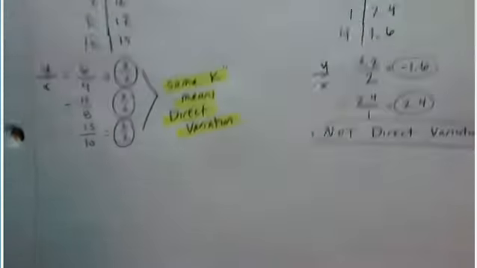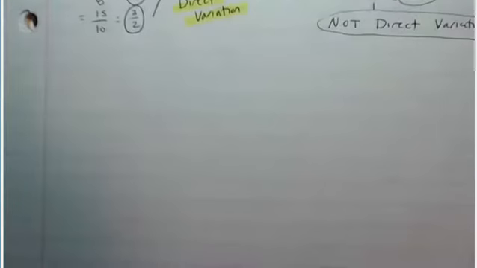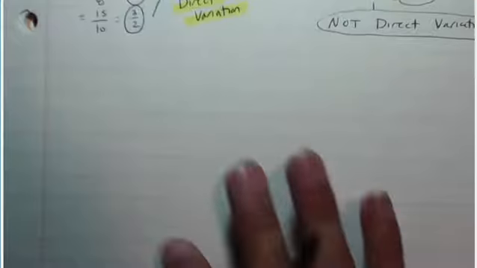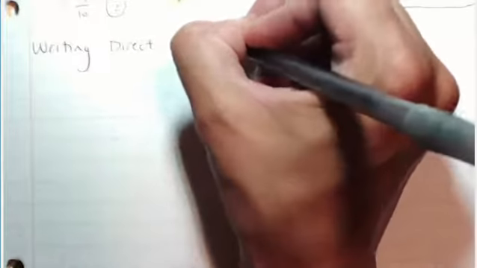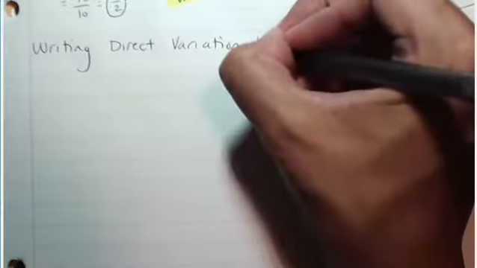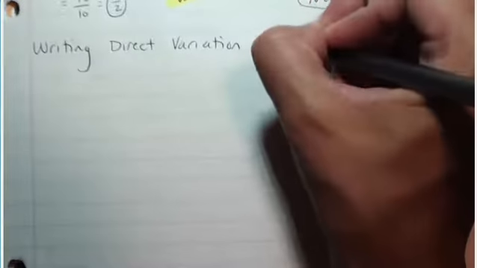Okay, and then the last thing we're going to look at is we looked at from an equation, from a table, and now we're going to look at from word problems. So I want you to title this, or skip a line and put writing direct variation equations.